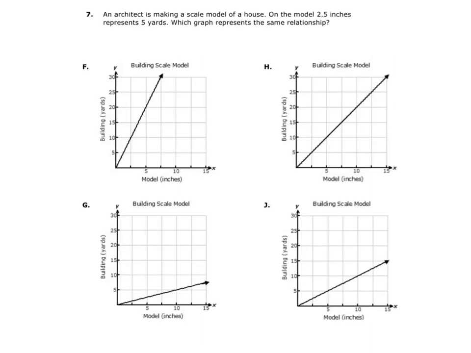Number 7 says an architect is making a scale model of a house. On the model, 2.5 inches represents 5 yards. Which graph represents the same relationship? So what we need to do is find where the inches are on our model, which is down here at the bottom for every answer choice. Inches are at the bottom. Now it says 2.5 inches. Okay, so we have to find 2.5.